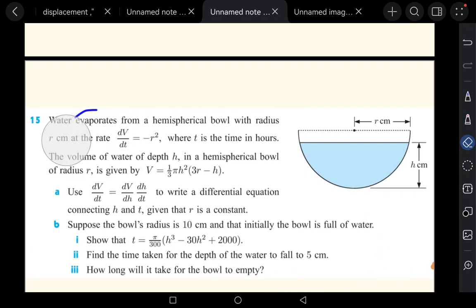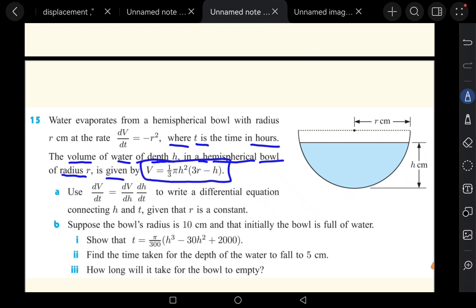Next. Continue. Where T is time in hours units. So the volume of the water of that H in a hemispherical bowl of radius is given this. Okay, that's the given here. Question A. Use this equation, differential equation, of course, because there is dd in terms of d derivative. That's differential equation.